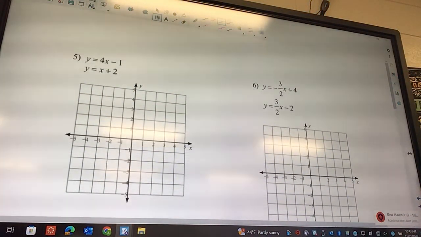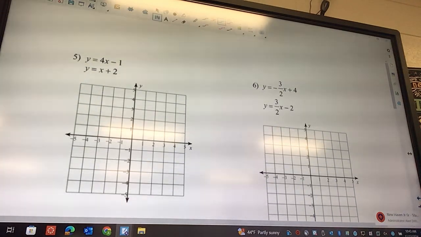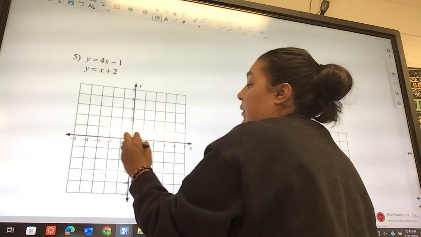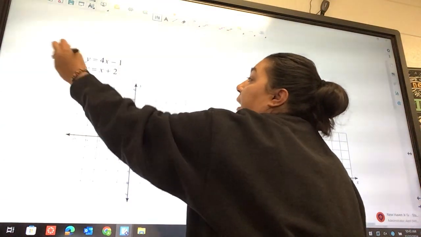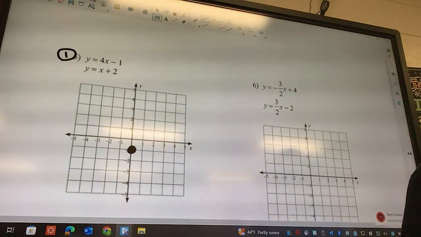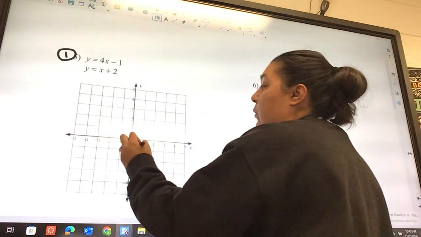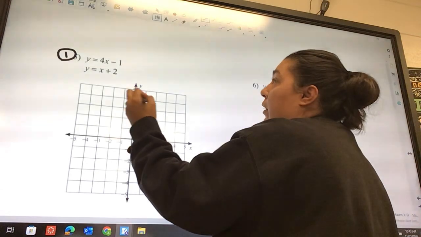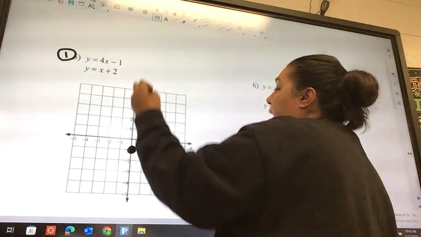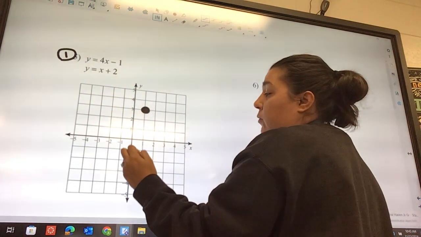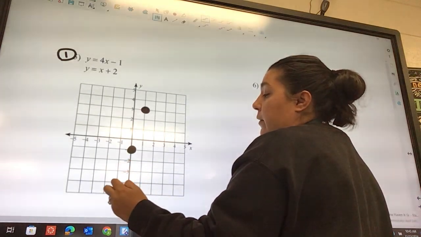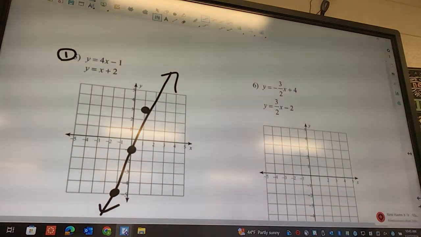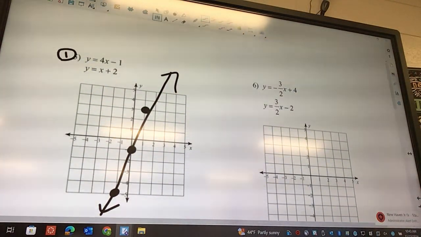Okay, number 5. Where does this graph start out? At -1. So we're going to start the graph at -1. Okay, and what is my slope? 4 over 1. So we're going to go up 4 and over 1. 1, 2, 3, 4. Over 1 to the right. Okay, up 4 again. So 1, 2, 3, 4 over 1. Okay, so on this one you should have made at least 3 dots.